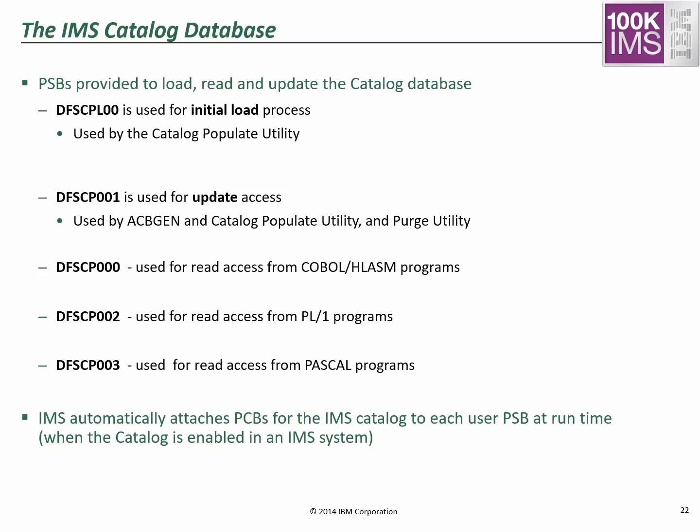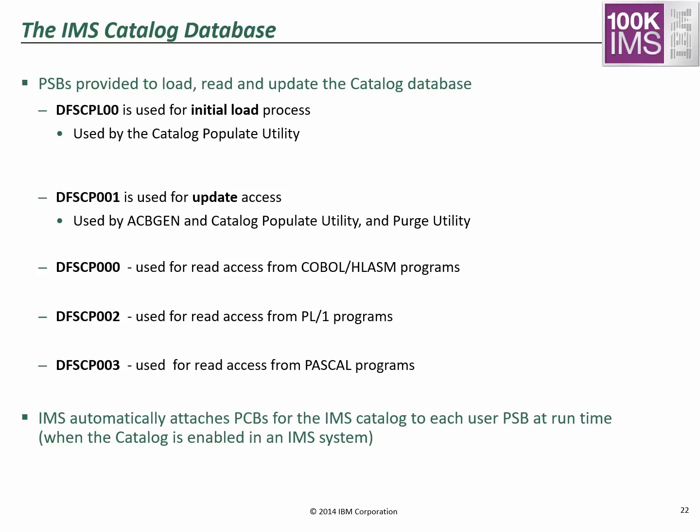If you're looking to update the catalog, then you'll use DFS CP001. By the way, and I'll mention this again, who are the updaters of the catalog? Who can update the catalog? Well, there's the ACBgen and the catalog populate utility. That's one utility that can update the catalog. There's the purge utility that can update the catalog. And going forward, DDL will be updating the catalog. That's it. Those are the 3 updaters of the catalog.